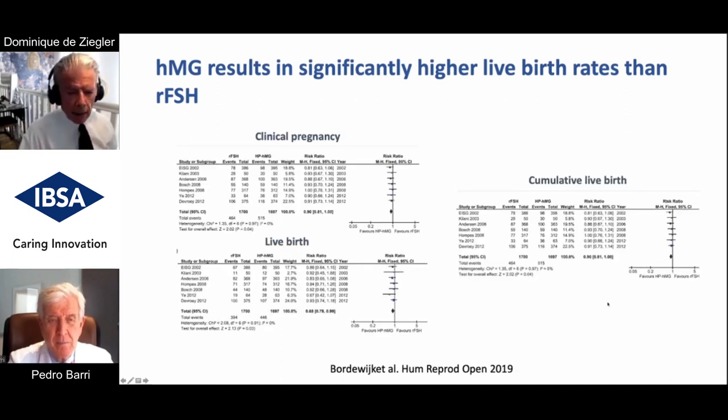This is again another more recent meta-analysis indicating that hMG gives better results than FSH. Slight, but significantly so, in terms of clinical pregnancy rates, in terms of live birth rates, and in terms of cumulative live birth.